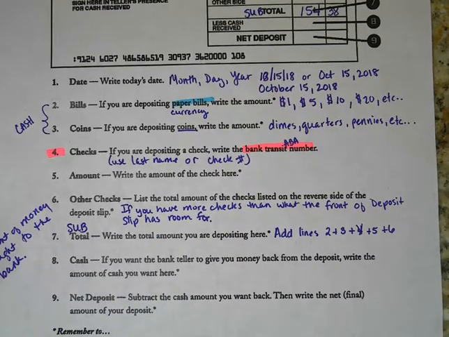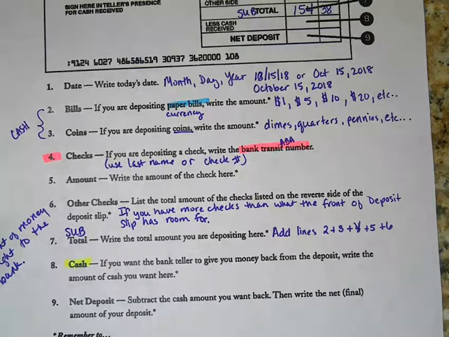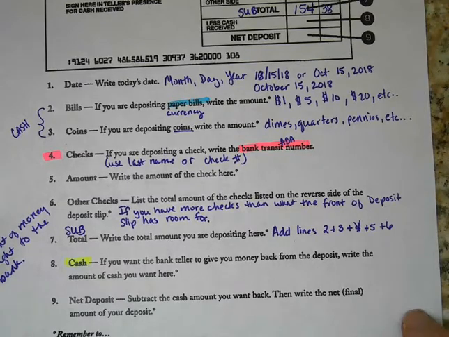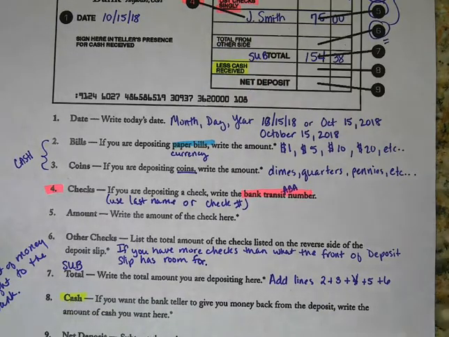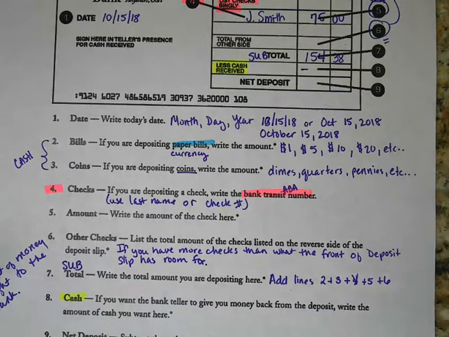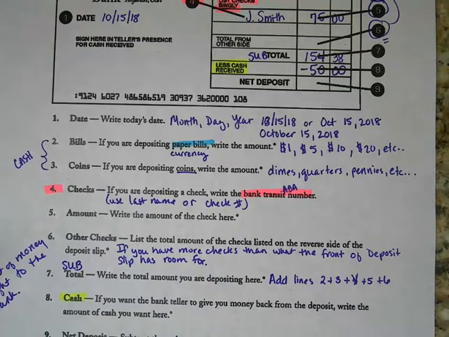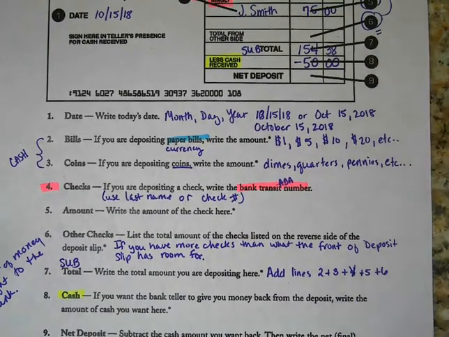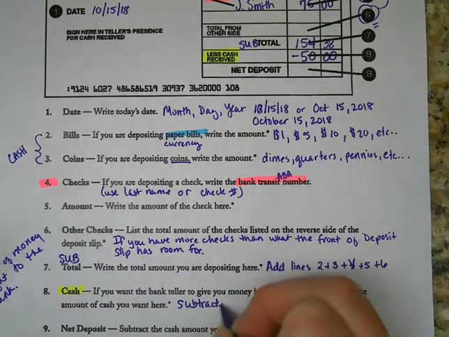Number 8 is cash. Sometimes we take our stuff to the bank and we want to be able to bring home some cash. So if you want the bank teller to give you money back from the deposit, you're going to want to write the amount of the cash you want here, which goes up here on number 8, and it's called less cash received. So this is going to subtract from the money that we brought in. And so let's say we want to take home $50 because we want $50 to spend. Okay, so we would write that amount here. And what will happen is that the cash will be subtracted from the subtotal.